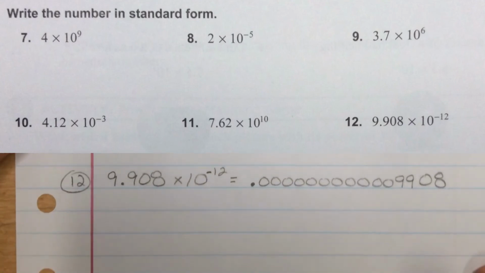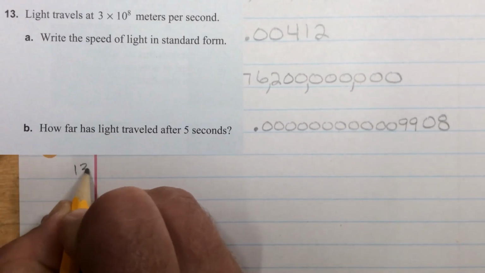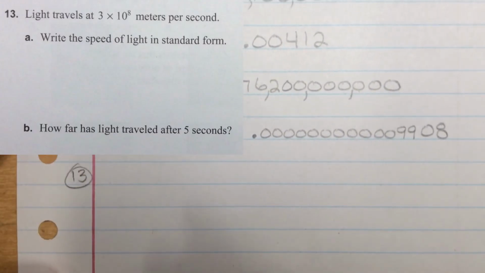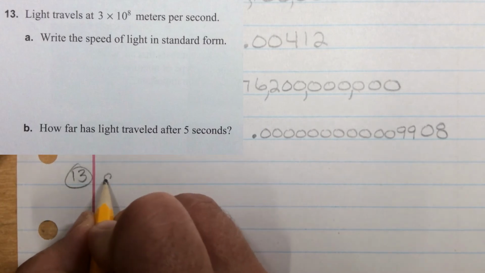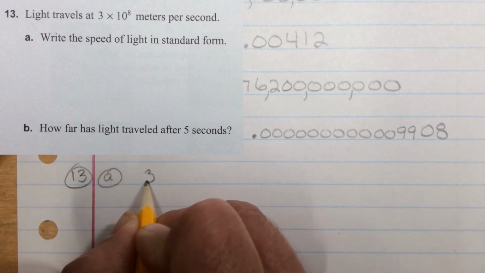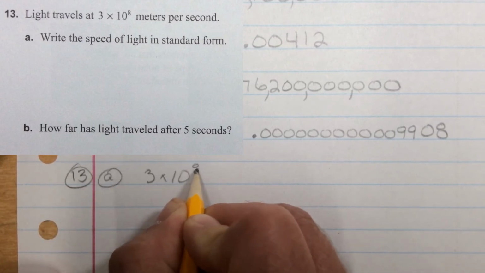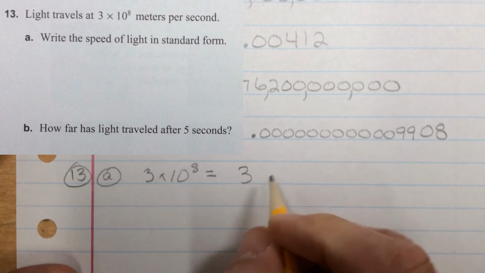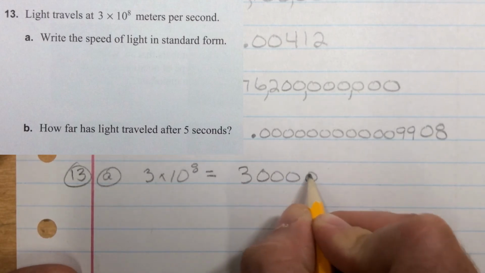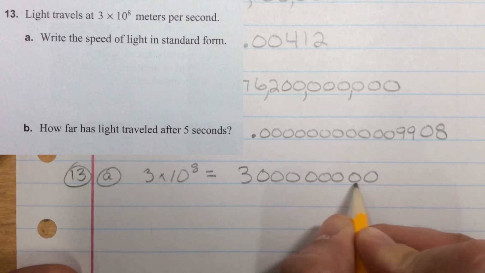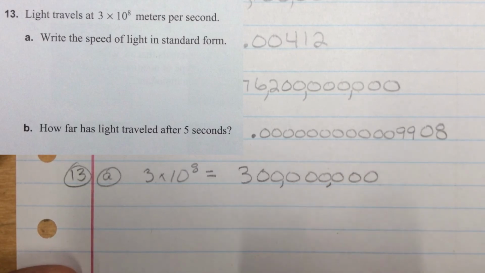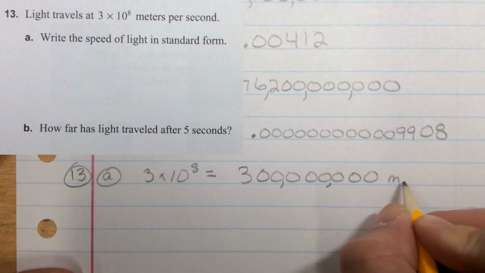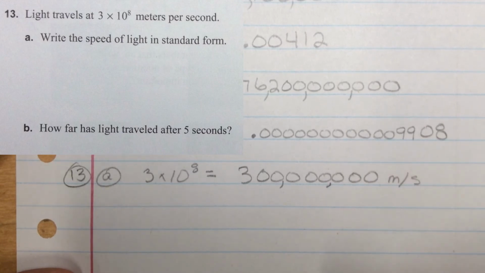Well, the last problem, number 13, says light travels at 3 times 10 to the 8th meters per second. Write the speed of light in standard form. So 3 times 10 to the 8th would be 3, and then the decimal's here, we're moving it to the right, so 8 zeros. So 1, 2, 3, 1, 2, 3, and then that was meters per second.